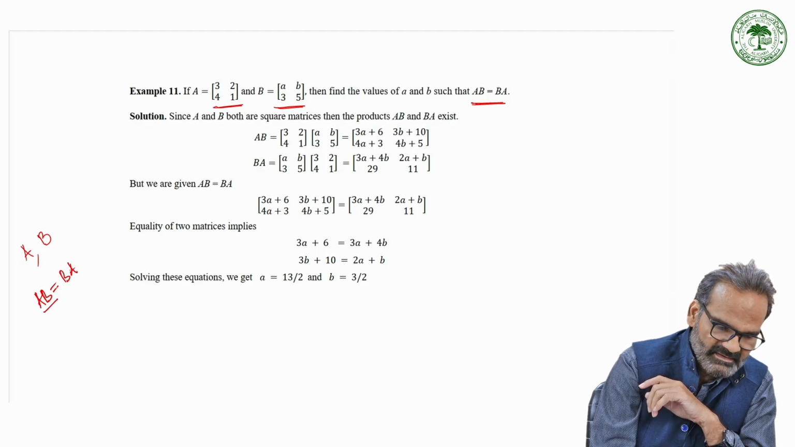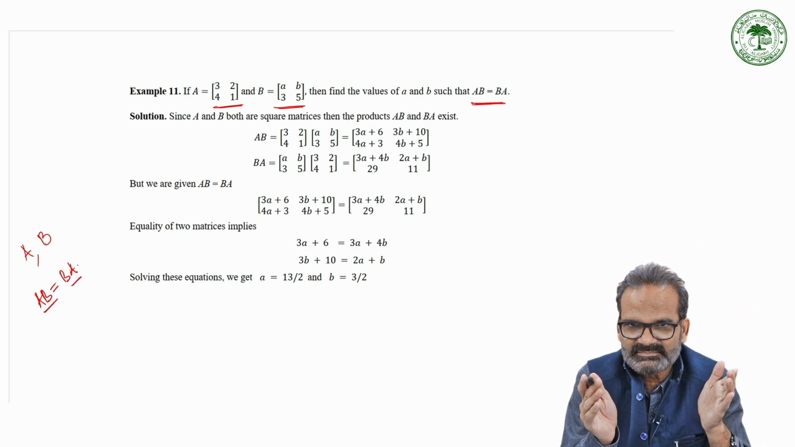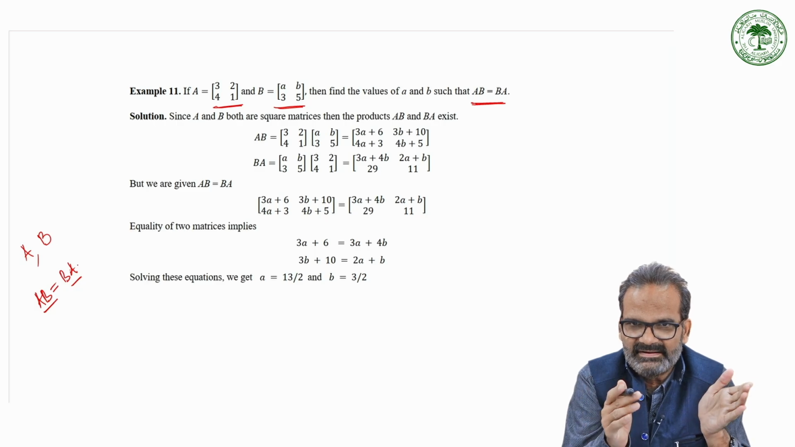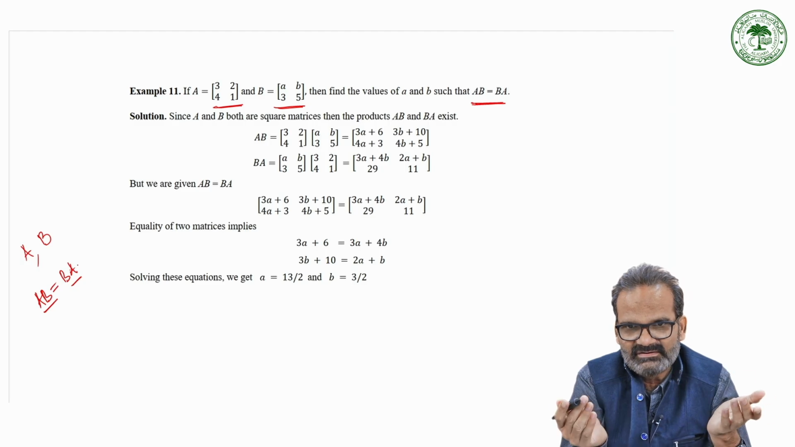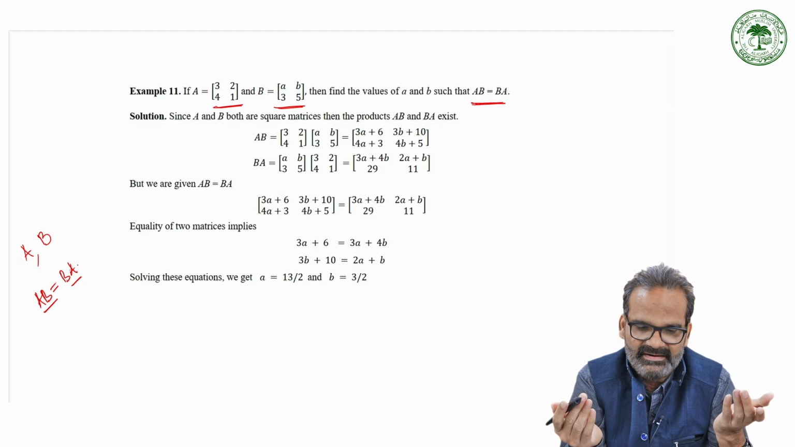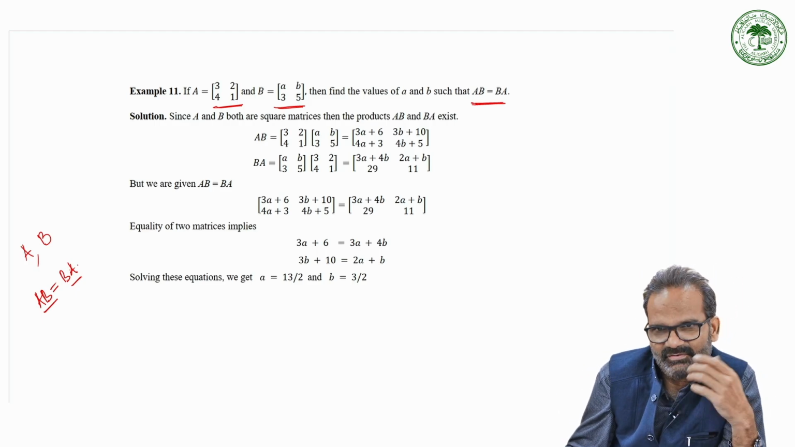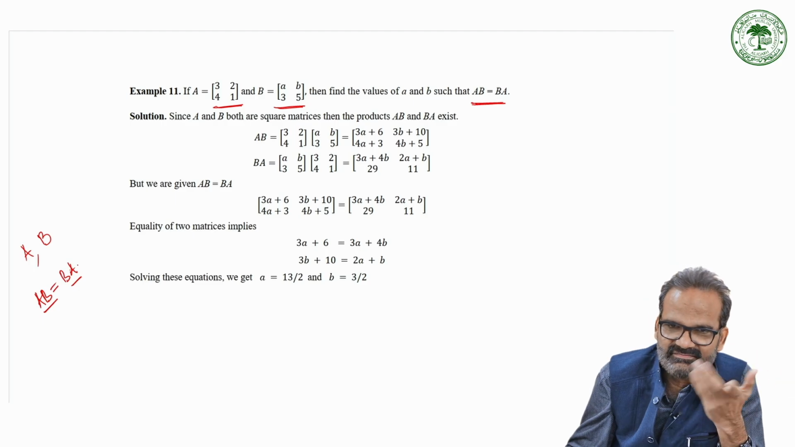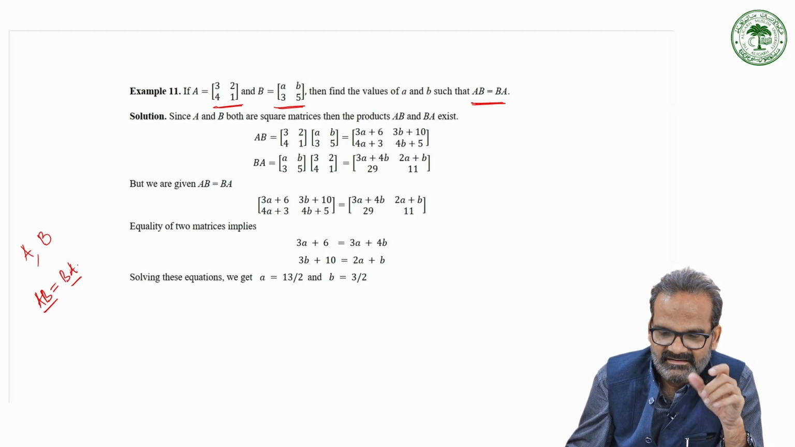Find out AB, multiply A with B, find out AB, multiply B with A, find out BA. AB and BA both are obtained. Then as per given condition in the question, AB and BA both are equal. So equate these two matrices and we can use the concept of equality of two matrices. We can get the values of a and b. So it's very simple. Since both A and B are square matrices, therefore AB as well as BA both exist. We have nothing to check about the order of multiplication, right?